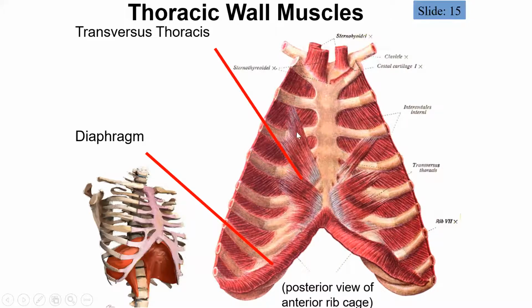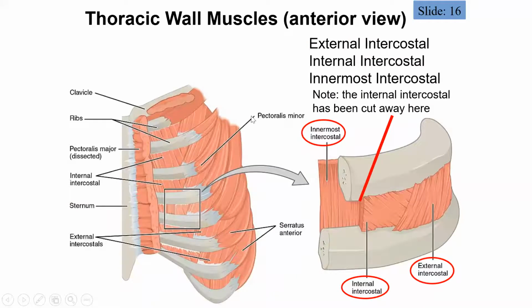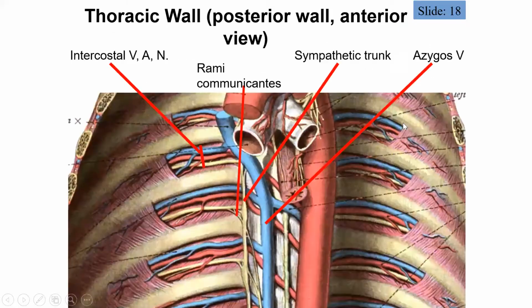So the transversus thoracis is a small muscle on the posterior aspect here. We talked about the diaphragm as well, the main muscle for respiration. As far as the thoracic wall muscle itself, it is divided into 3 layers: the external intercostal, internal, and then the innermost. Internal and innermost are not easily seen on the cadavers, but I will point out the external, and you can expect to see that on your quiz as well.